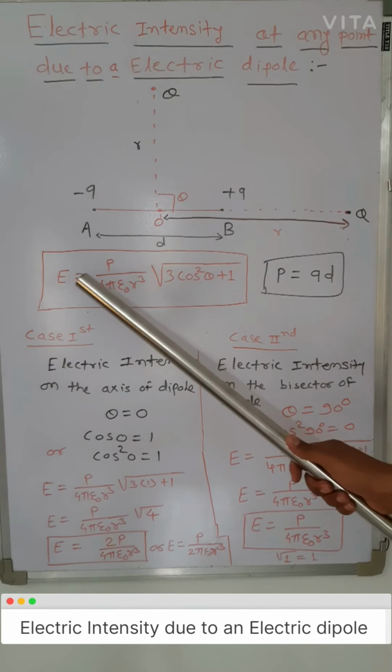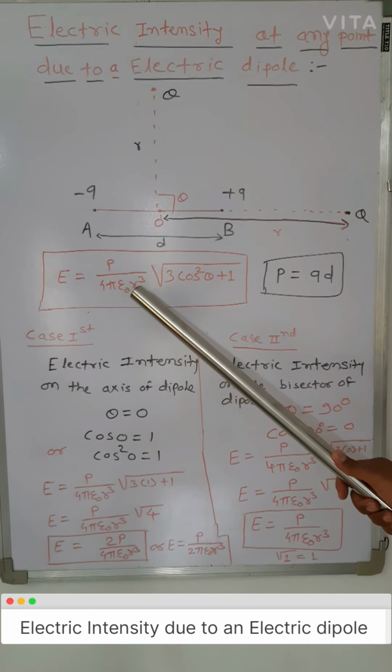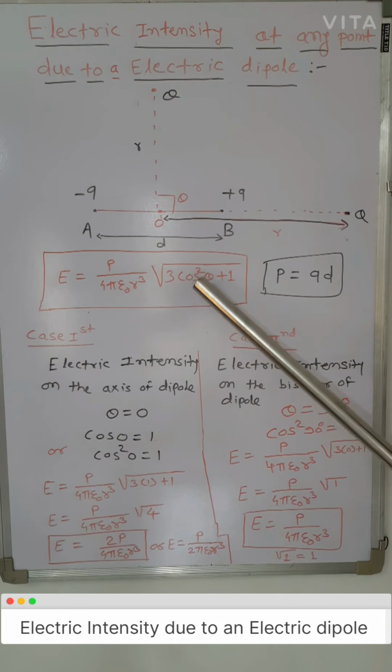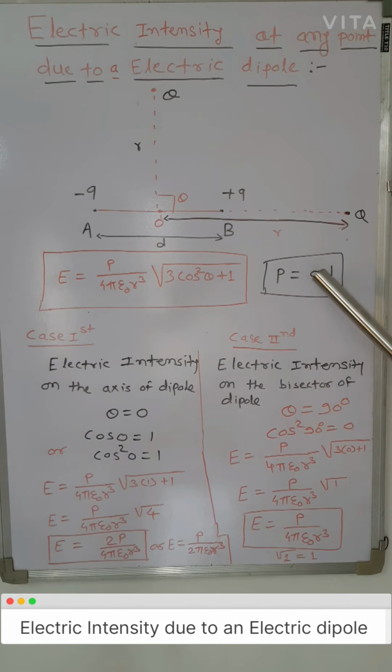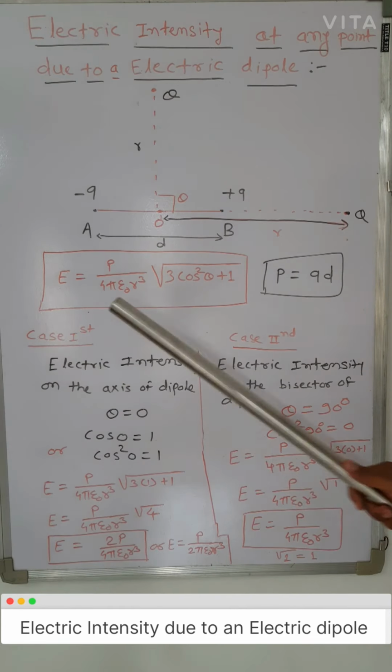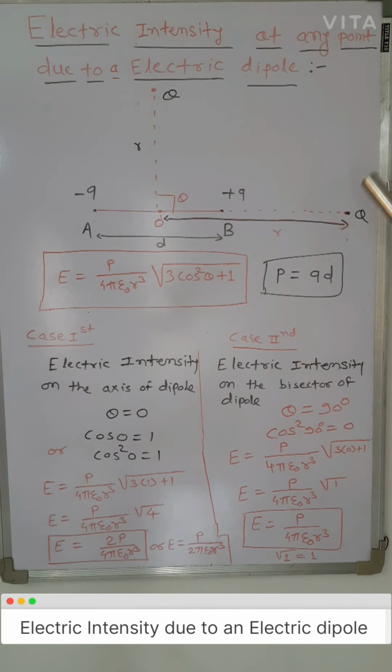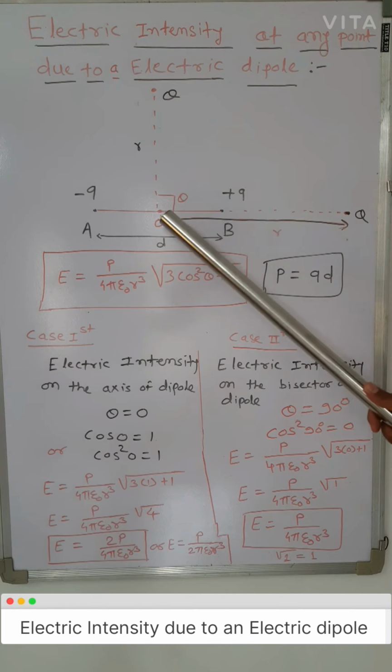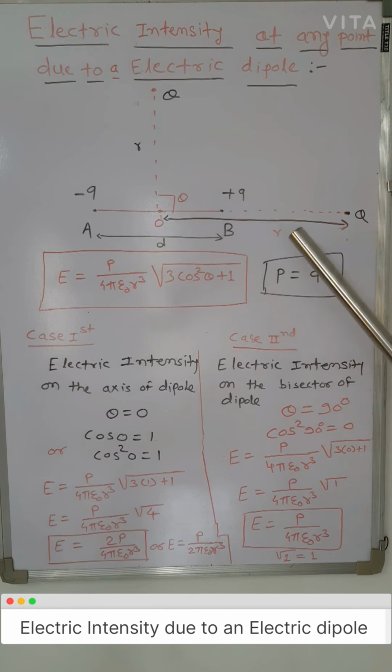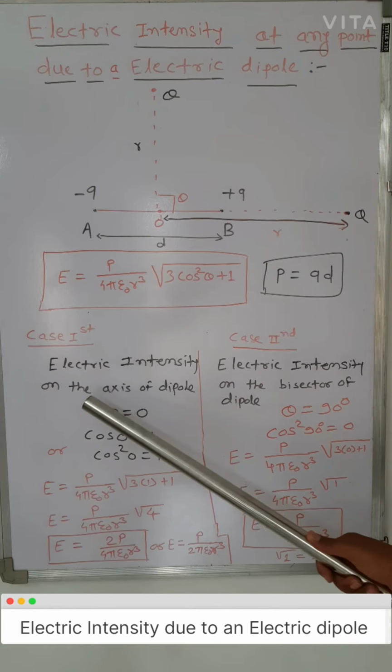So here E is equal to p upon 4 pi epsilon 0 r cube times under root of 3 cos square theta plus 1. Here p is the dipole moment, that is p is equal to q into d. So in the first case, we want to calculate the electric field intensity along the axis of the dipole. Here the distance from the center of the dipole is r. At distance r we want to calculate the electric field intensity along the axis.